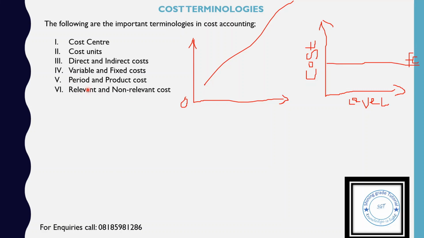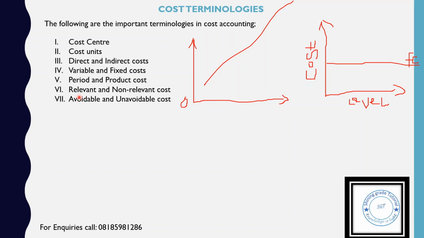Relevant costs are needed because they change the decision of management. They influence the particular decision of the management at that particular time. So that is the major difference between relevant and non-relevant costs. Alright, now avoidable or unavoidable costs.